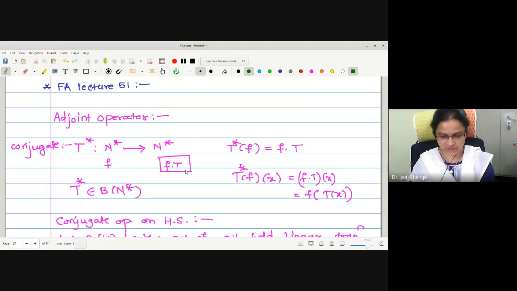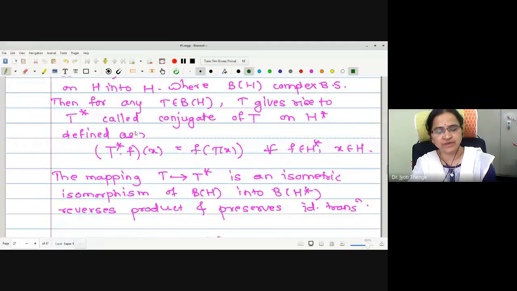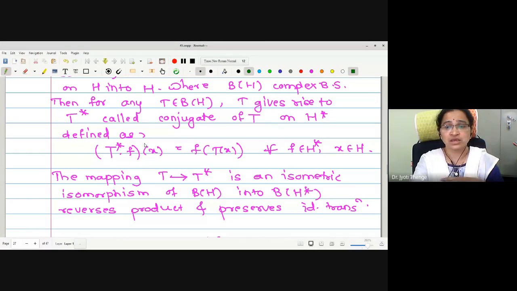Before going to this lecture, let me just recall what we have taken in the last lecture. In lecture number 51, we introduced the concept of the adjoint operator, denoted with the symbol T star. But we are already familiar with one symbol T star, which is the conjugate operator defined on N star, rather N star to N star. Due to this other definition, the conjugate operator on Hilbert spaces, we have defined T star F operated on X as F of T of X.